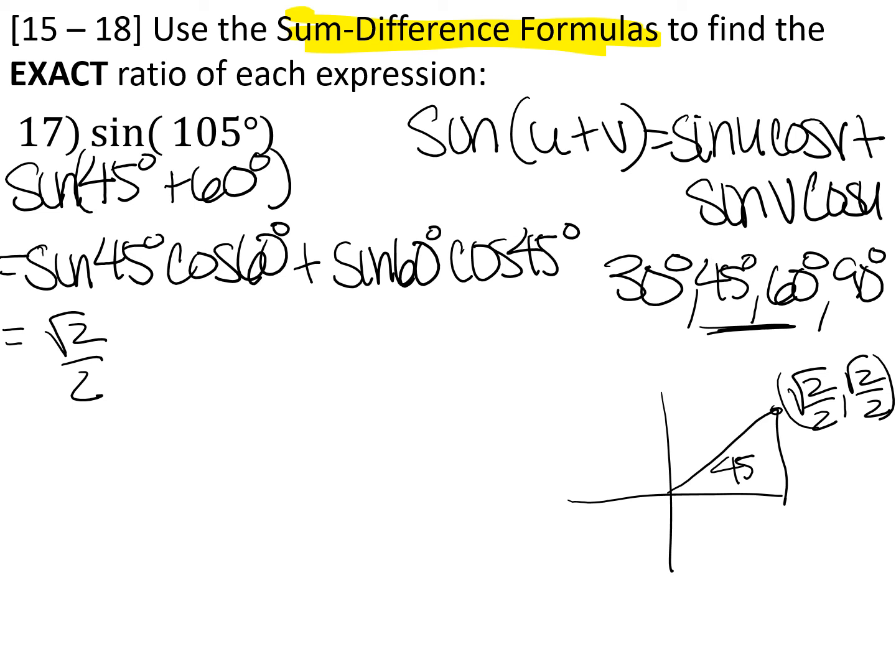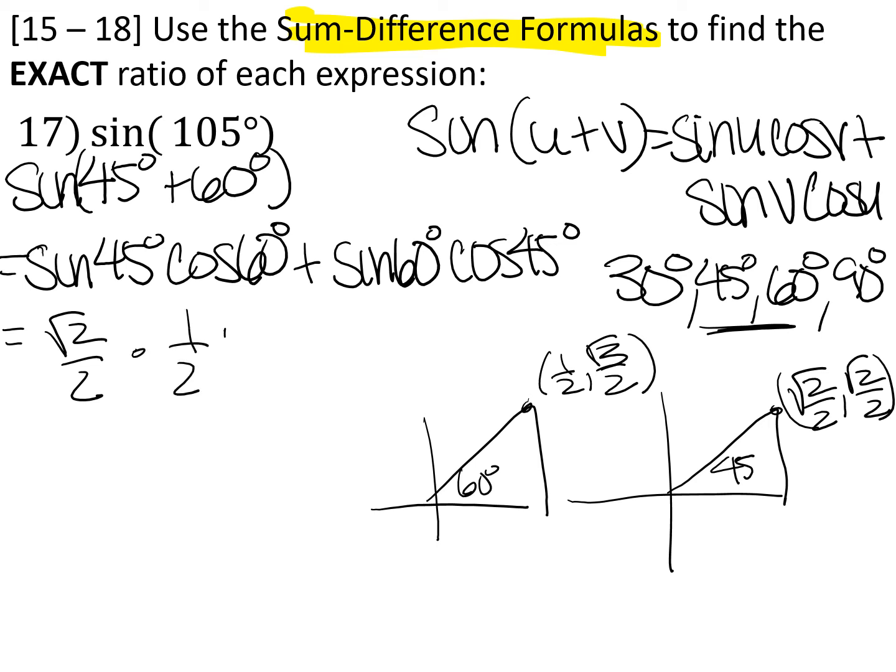Then cosine, I'm looking at the 60-degree triangle. That's where you have the 1/2 for the cosine and the root 3 over 2 for the sine. So I need the cosine here, so it's 1/2, plus sine of the 60 is root 3 over 2. Cosine of the 45 is root 2 over 2.